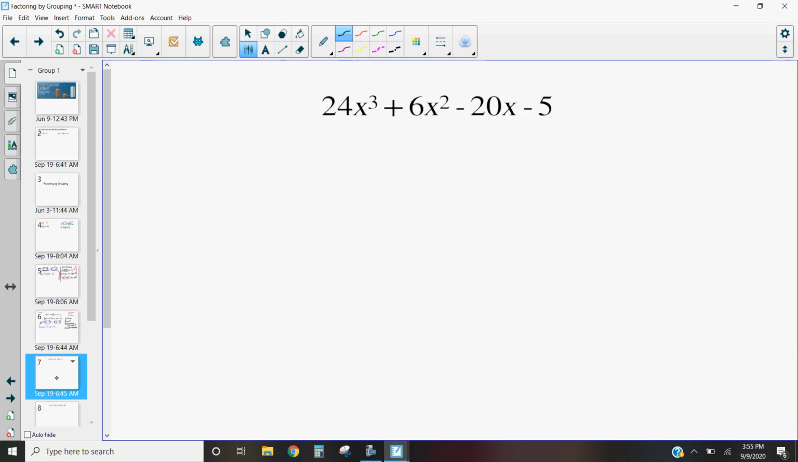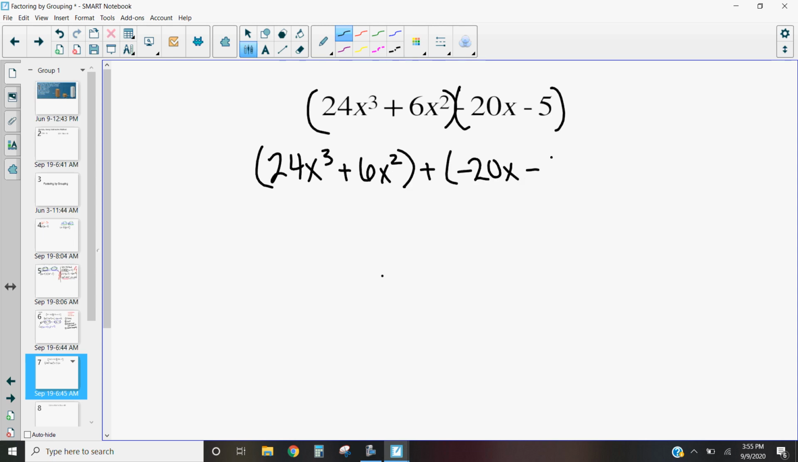So let's take a chance and look at this next one. 24x cubed plus 6x squared minus 20x minus 5. Okay, so I'm going to group them. Right, so here we go, grouped. So now I have 24x cubed plus 6x squared plus negative 20x minus 5.